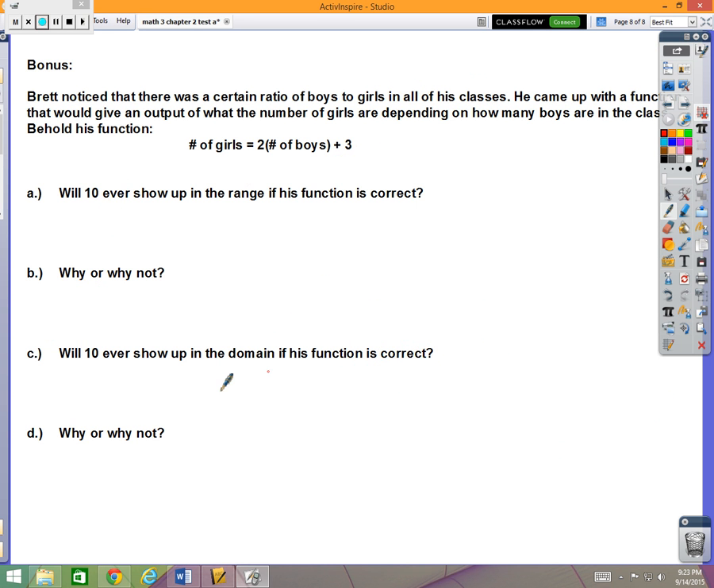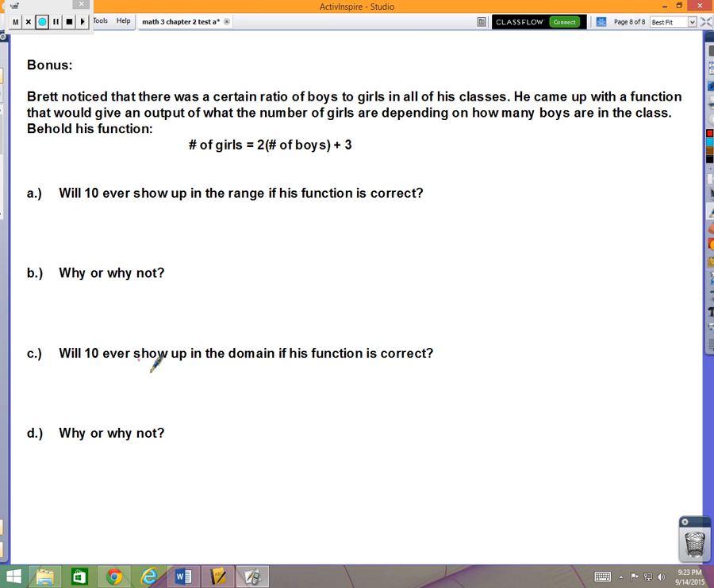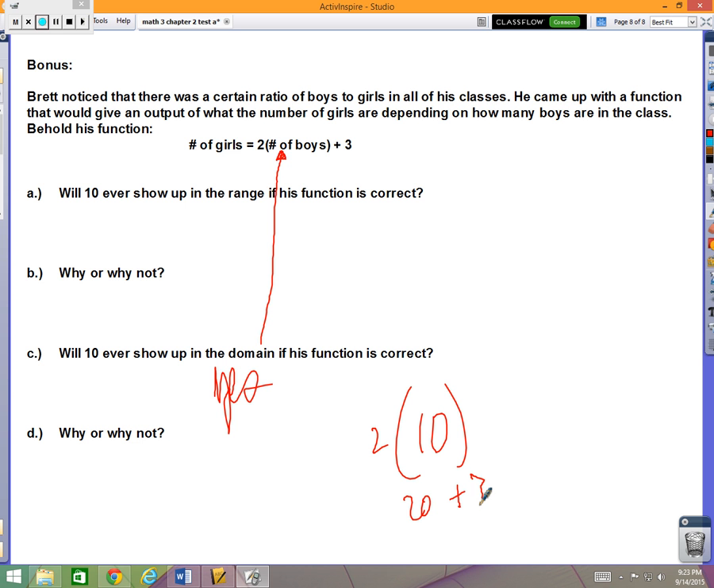What about C? Can 10 ever show up in the domain? The domain is the X. The domain is boys. And the answer is yes. If he has 10 boys, then first thing you do is times it by 2. That's 20. Then plus 3. 10 boys equals 23 girls. And those are both whole numbers. That's totally possible. That could work.